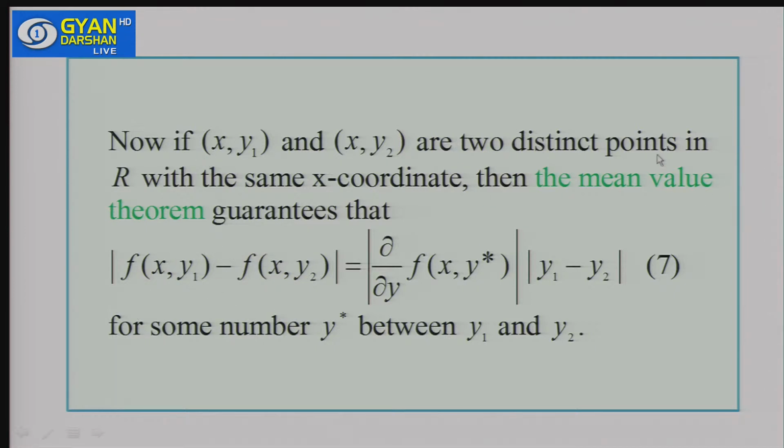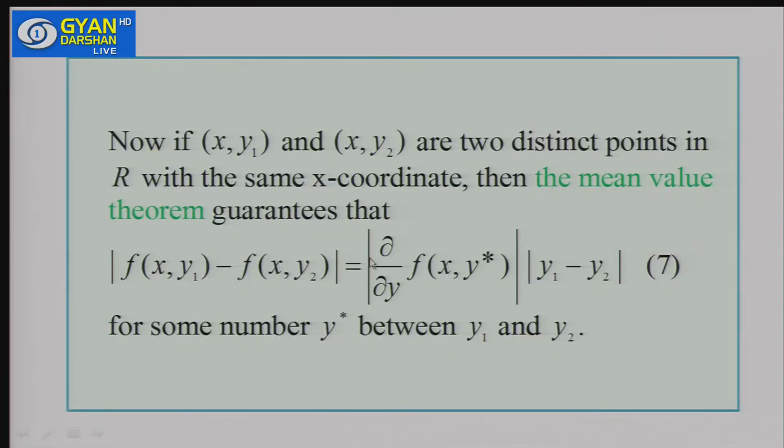Now f is continuous, and the derivative of f with respect to y exists and is again continuous. So it satisfies all the conditions of the mean value theorem. So the difference quotient should be equal to the derivative with respect to y. This is the Lagrange mean value theorem, a standard result. So there exists some y star between y1 and y2 such that this will happen. If a function is continuous in a closed interval and differentiable in the open interval, then f of x1 minus f of x2 divided by x1 minus x2 equals the derivative of that function at some point within the interval x1, x2.